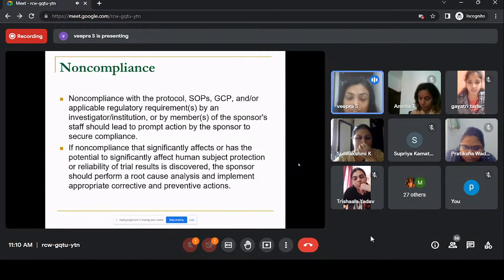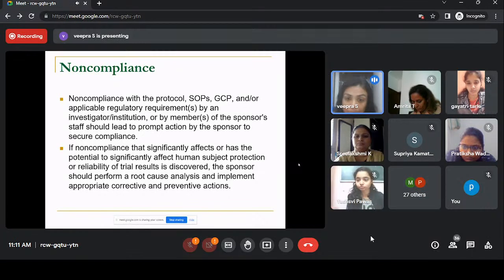In case of any deviations or violations, they have to be checked: why it happened and by whom it happened. Is there any safety related issue, and how can we correct this? What are the necessary actions we have to take for avoiding this in the future? They have to check it. So maybe they will give proper training. Like that, any action they will take.